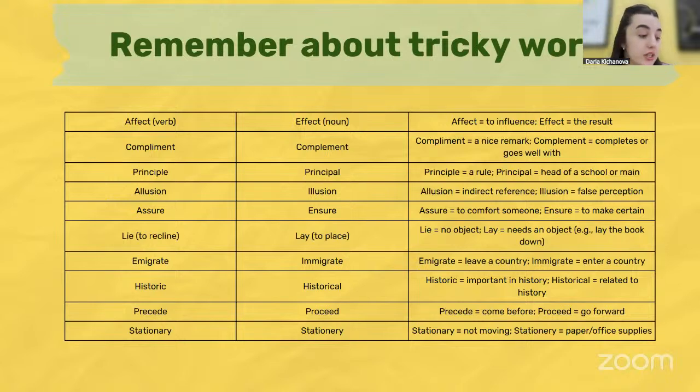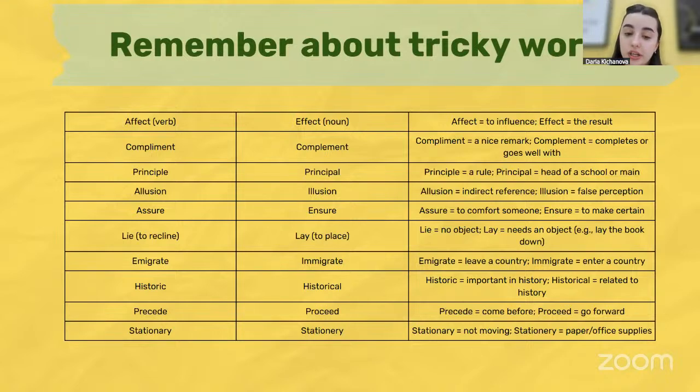Next pair of words is emigrate and immigrate. It can be useful also at your history NMT, if I'm not mistaken, because you can also have such a question at it. And emigrate, it's just to leave a country if we use letter E and M. But immigrate, it is entering the country. So when we use I and M, it's entering the country. E and M, it is leaving the country.